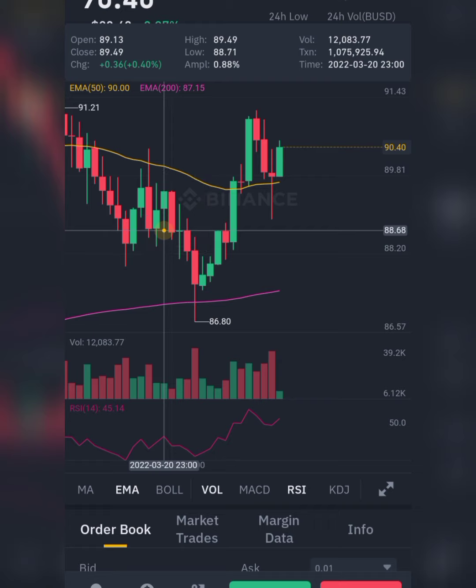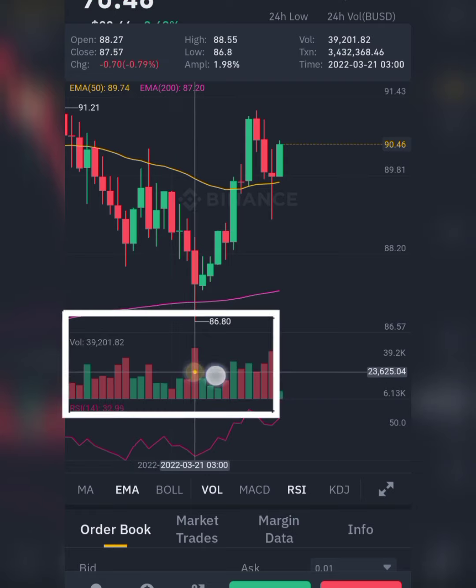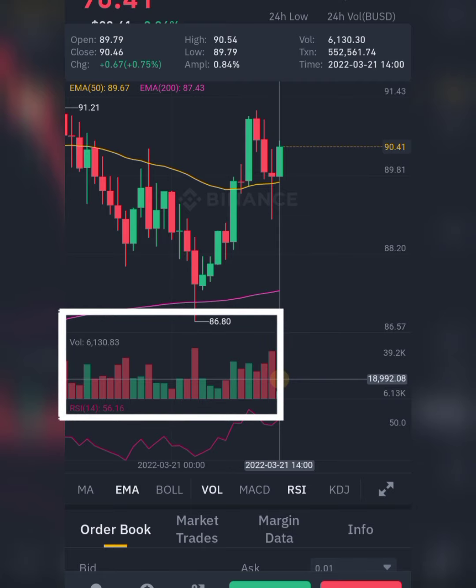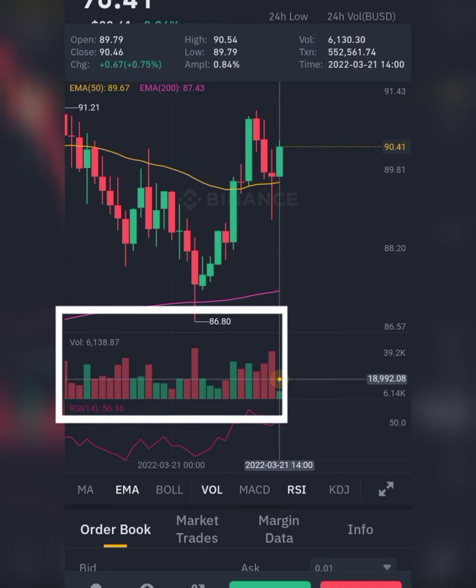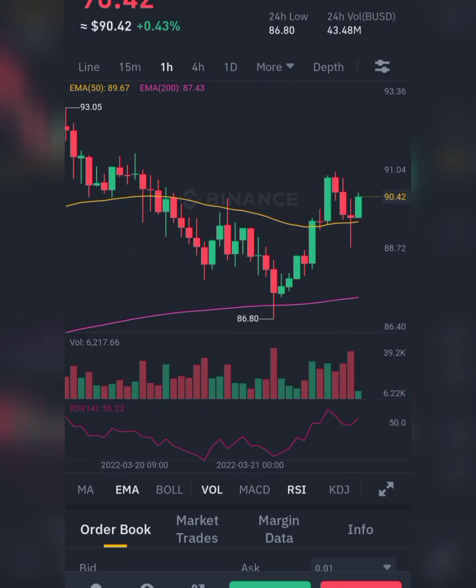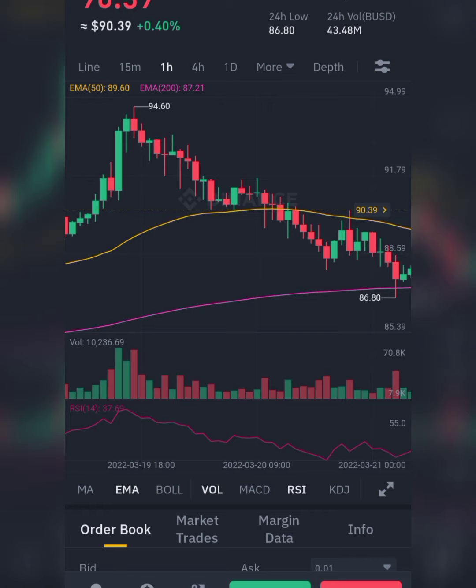Now I'm going to show you a quick hack. I showed you step 1 before. Observe the volume section here. You can tell that the red is more than the green. So the sellers are more than the buyers right now, and the red volumes are higher than the green. This tells you that there's a high selling pressure in the market at this point in time. Smart money is dumping on the dumb money.